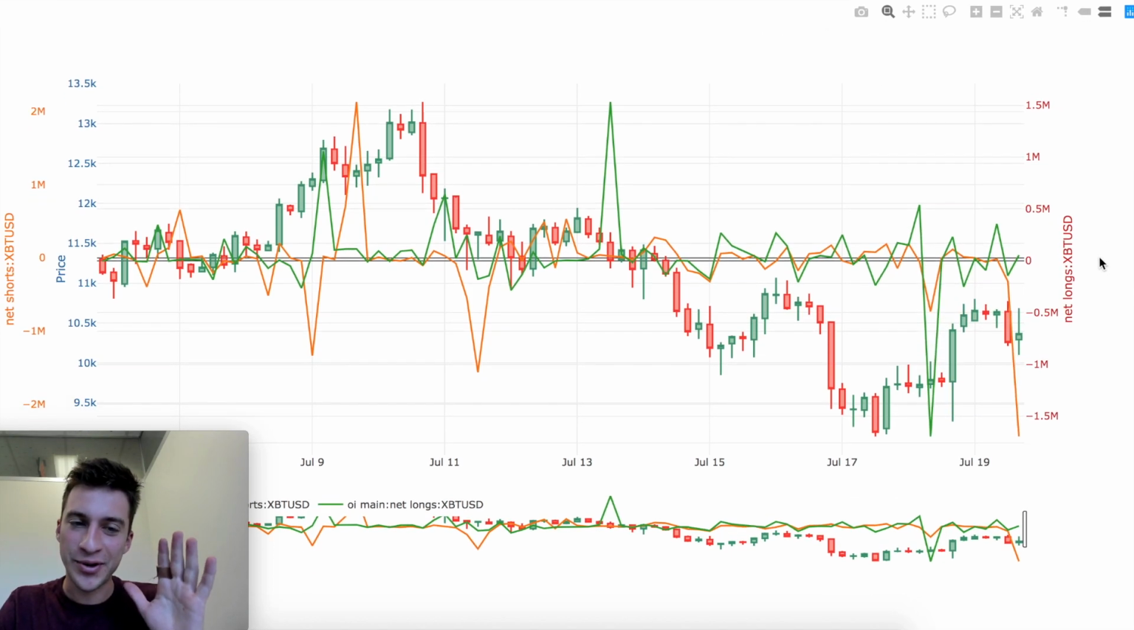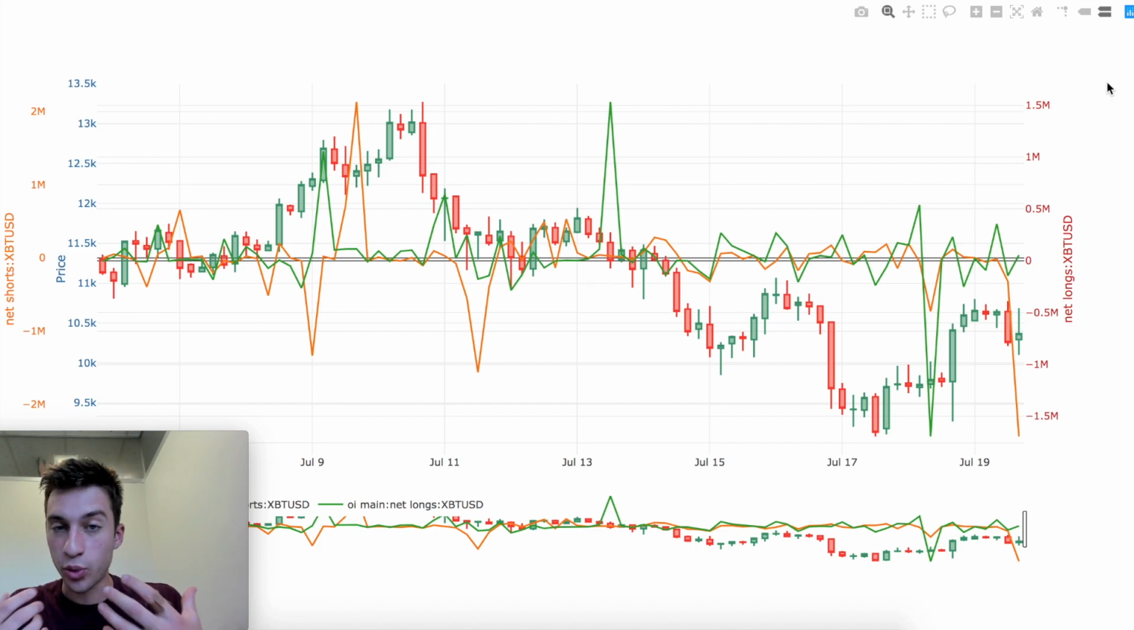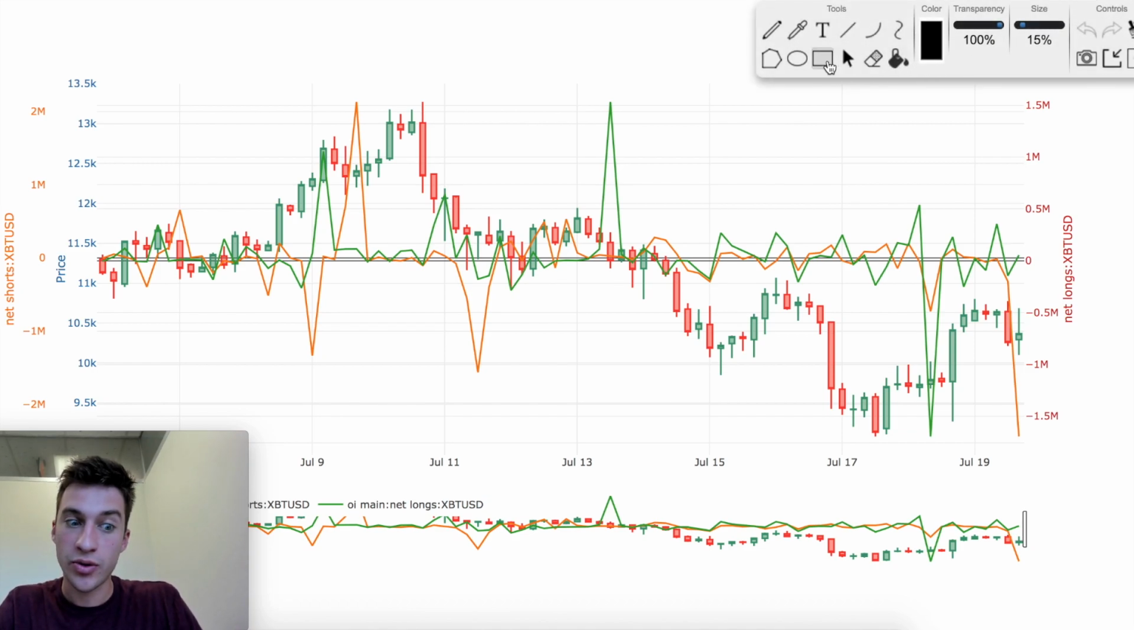Now there's something pretty cool about this. Let me show you guys something. Just about every time there was a large change in the longs or shorts, it would have been better to take the other side of the trade. Let me show you guys exactly what I mean.